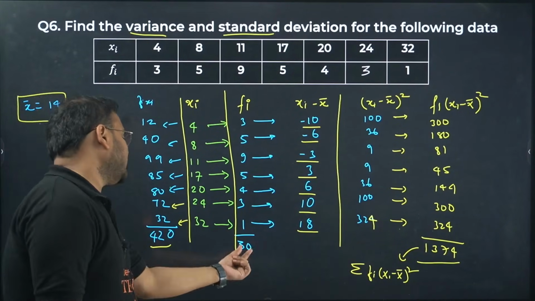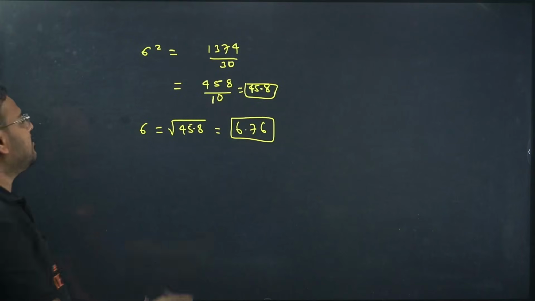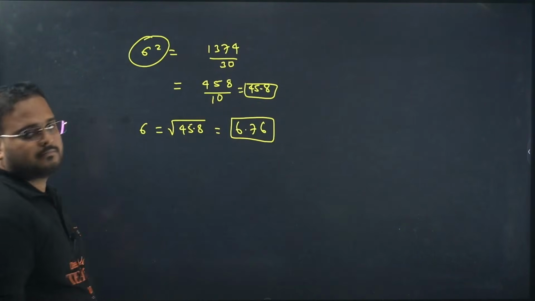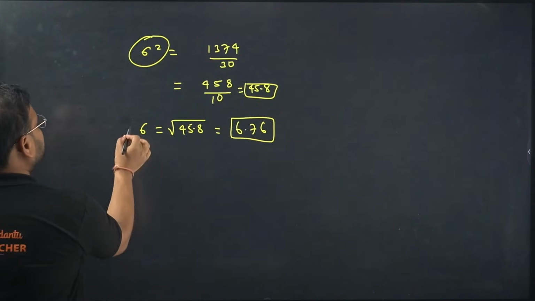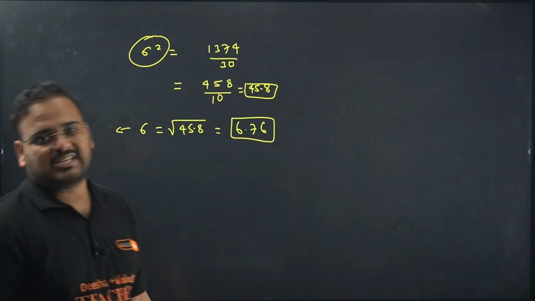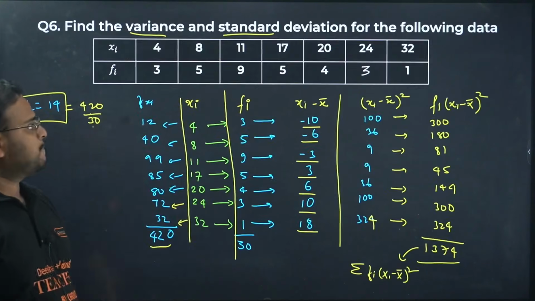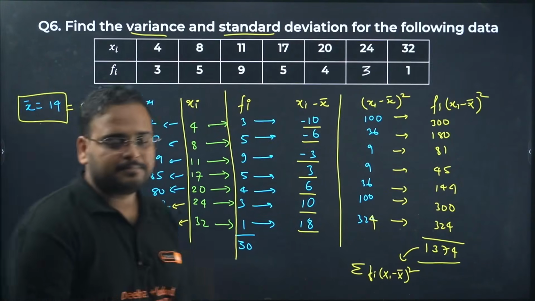Divide that by sum 30. That's your answer for variance. Variance is 45.8. This is my standard deviation. Root of variance 6.76. Calculate it, please. Have a look. Simple.